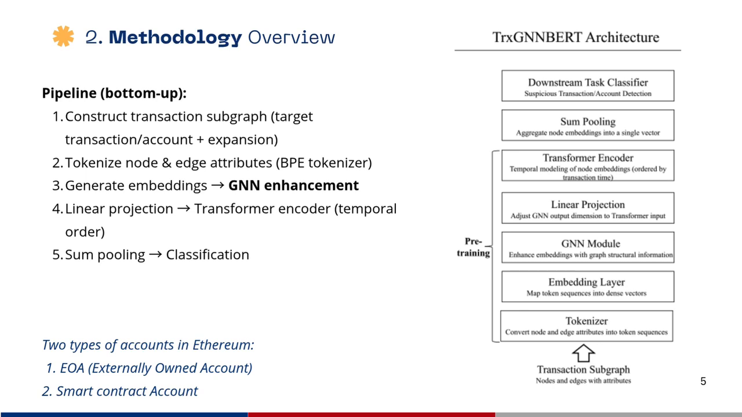And lastly, in the sampling step, it aggregates node embeddings into a single vector, which is used by downstream tasks, for example, suspicious transaction or account detection as a classifier.